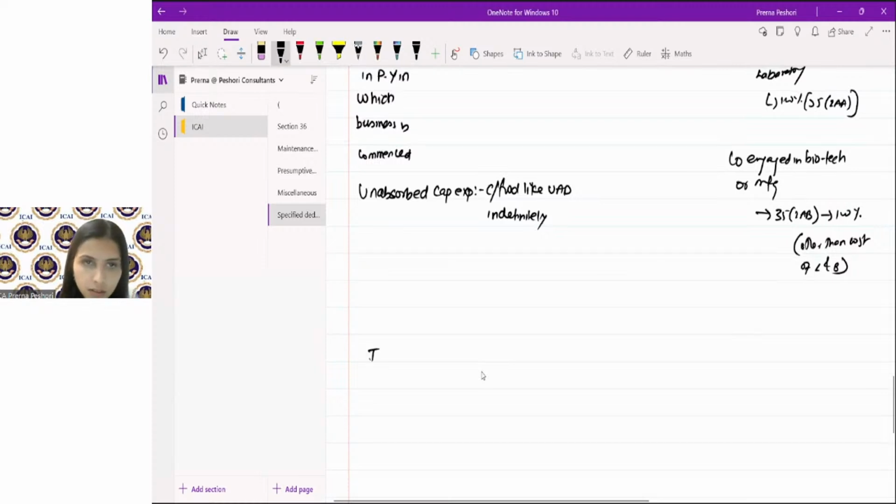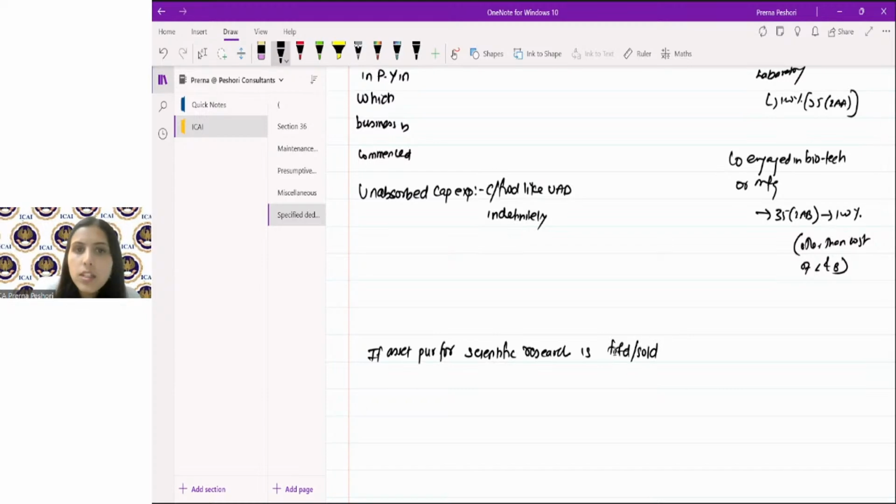So if asset purchased for scientific research is transferred or sold, then in that particular case, under section 41(3), if the sale proceeds are greater than the amount of deduction under section 35(1)(4), then the excess amount will be charged to tax as the income of the previous year in which the sale took place.